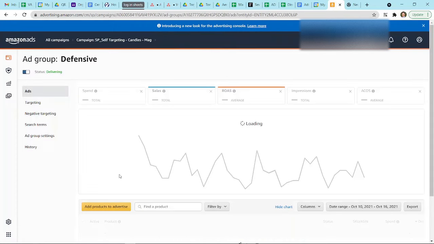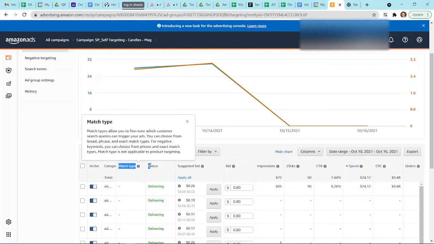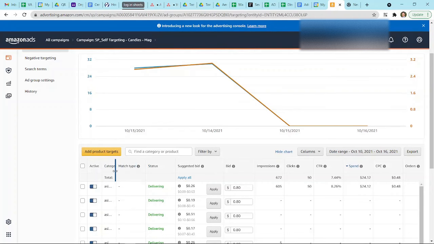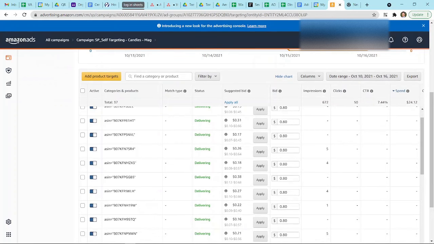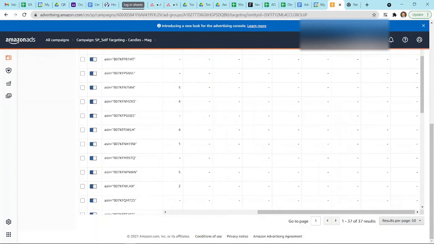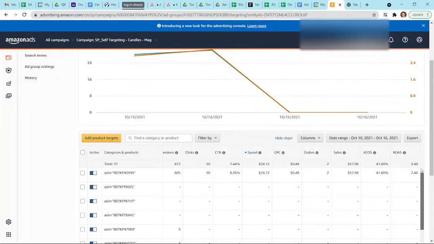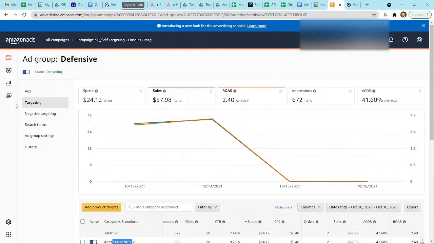Okay, so this is why it's a defensive campaign, and that makes total sense for why we're top of the search. There's probably a lot of brand searching in here. And it looks like only one ASIN is really giving us any sort of pushback at all, or any sort of traffic at all. So that explains the low impression count.